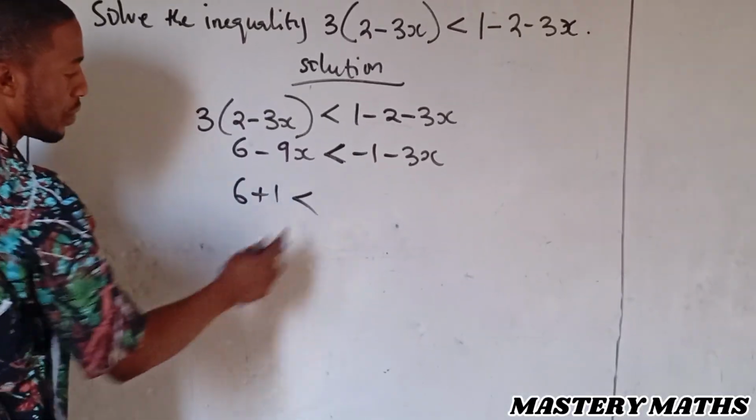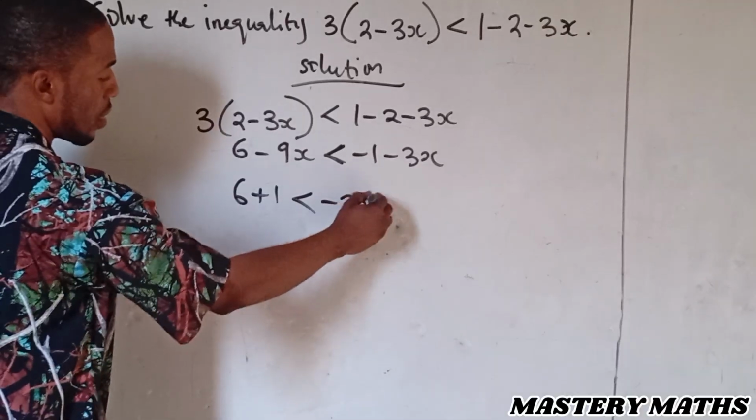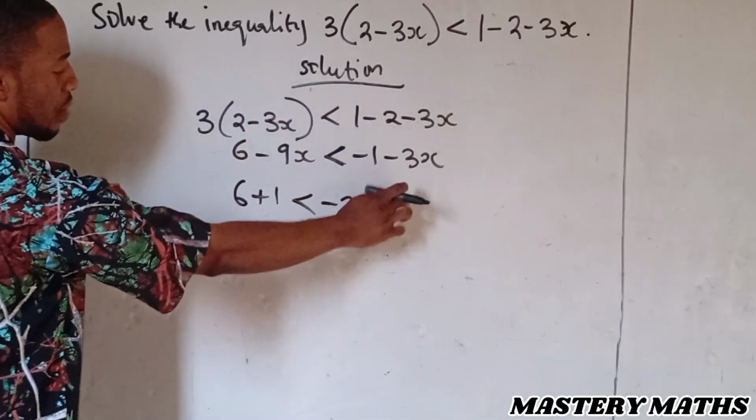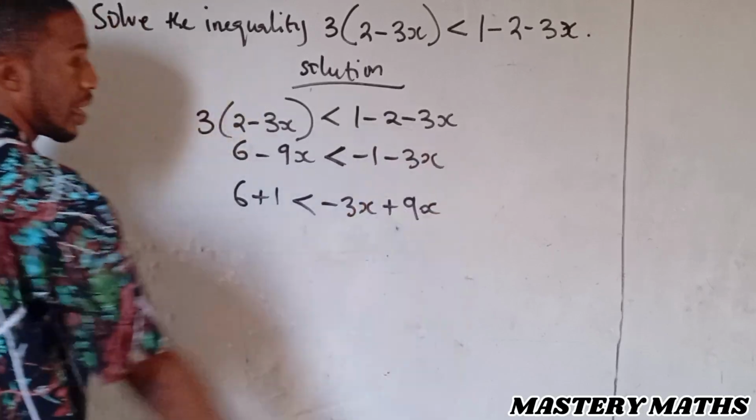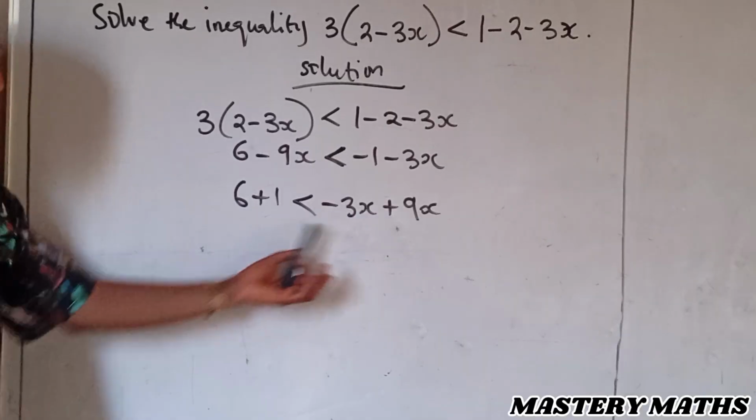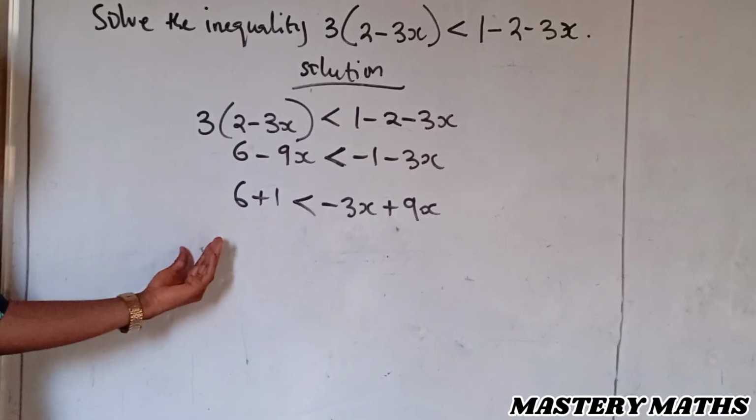And we'll put our sign. Then your minus 3x remains there. Then minus 9x crosses over. When minus 9x crosses over this, it changes to plus 9x. So having collected the like terms, you set it down. This at the other side and this here.